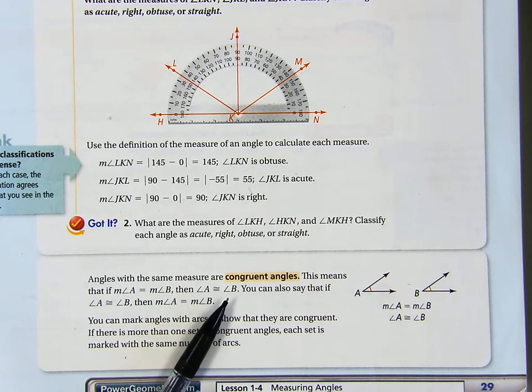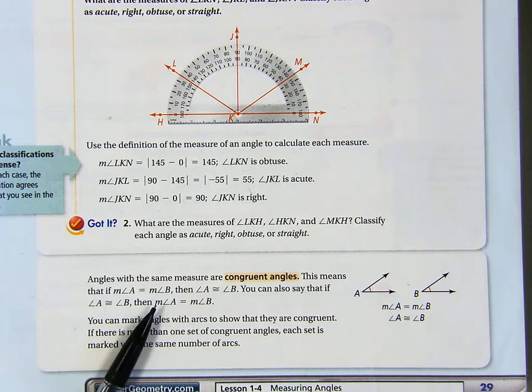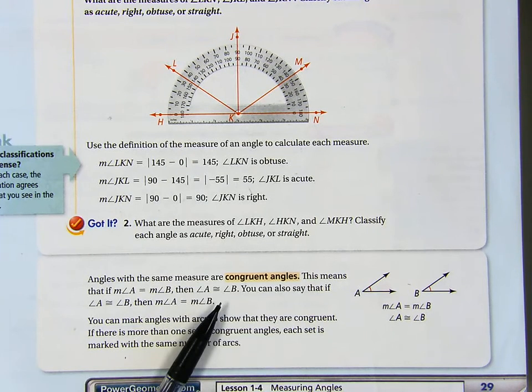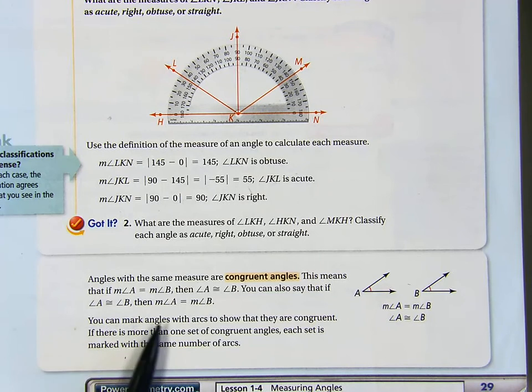Angle A is congruent to angle B. And you need to make sure that you know how to read that when you see those statements. You can also say that if angle A is congruent to angle B, then their measures are going to be equal. So it works both ways, vice versa. And again, we'll talk about that a little bit in Chapter 2.